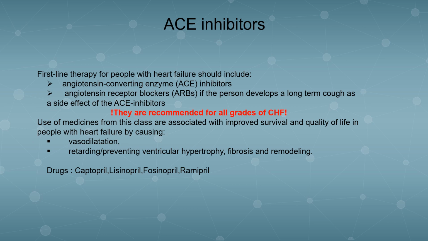We'll just quickly go through all these drugs. First is ACE inhibitors. These are the first line therapy for people with heart failure, which should include ACE inhibitors or ARBs. ARBs are given if the person develops a long-term cough as a side effect of the ACE inhibitors. So basically they're recommended for all grades of congestive heart failure that we have seen in the start of this lecture, the various grades of CHF.